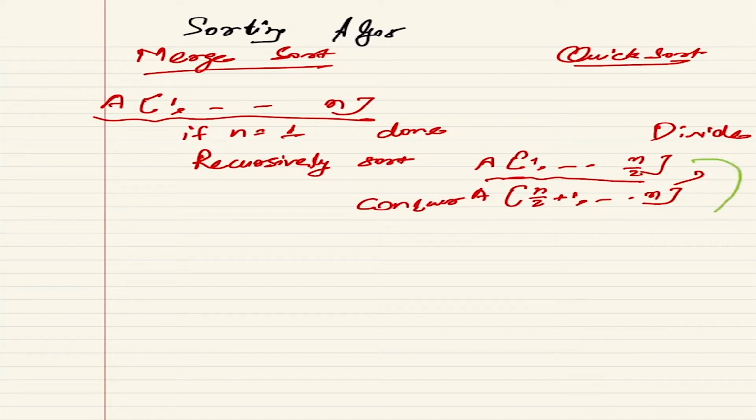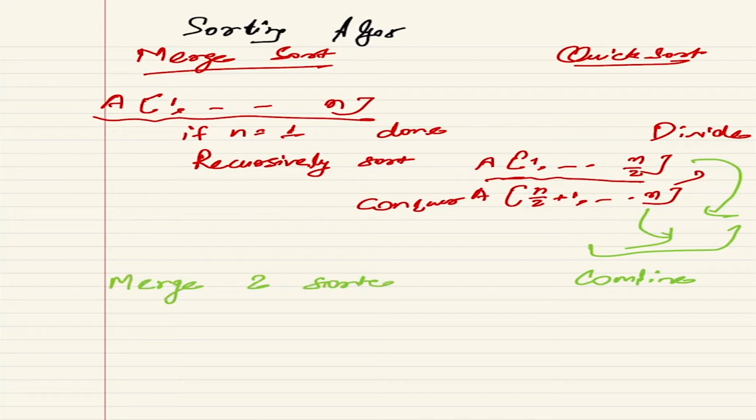So the solution for this with the solution for this, you have to combine. And this combine happens by merging. So you have to merge two sorted lists into a single sorted list. So that is the combine phase. Okay, so here in this you get all the three: divide, conquer, and combine.